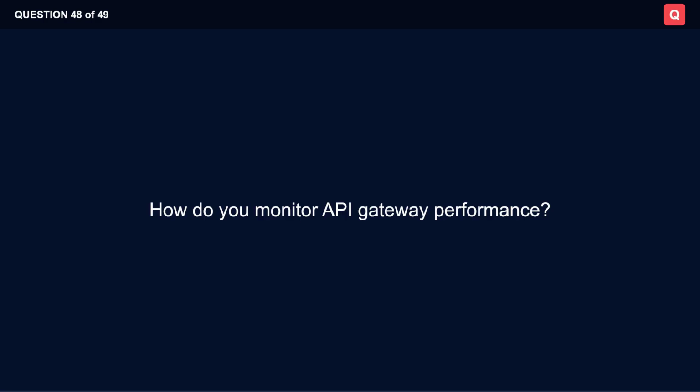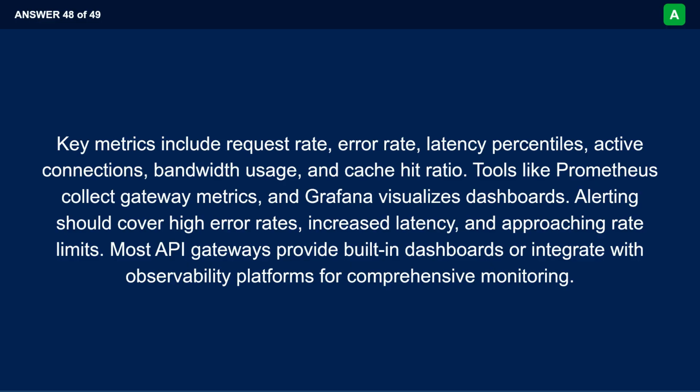How do you monitor API gateway performance? Key metrics include request rate, error rate, latency percentiles, active connections, bandwidth usage, and cache hit ratio. Tools like Prometheus collect gateway metrics, and Grafana visualizes dashboards. Alerting should cover high error rates, increased latency, and approaching rate limits. Most API gateways provide built-in dashboards or integrate with observability platforms for comprehensive monitoring.